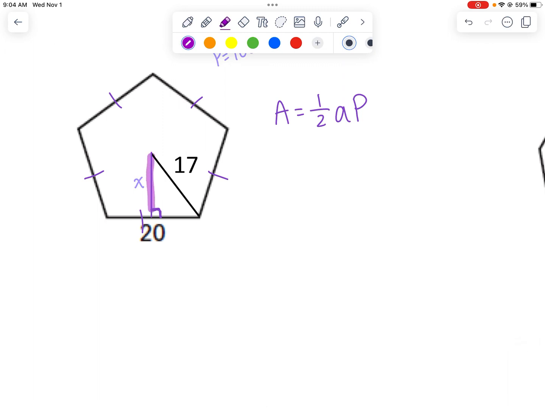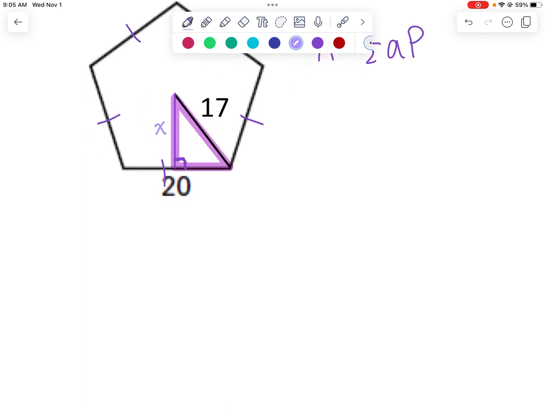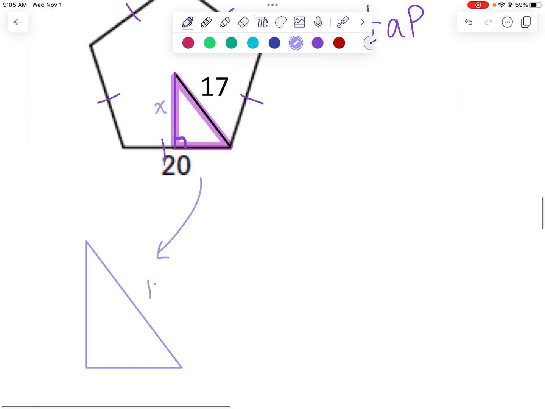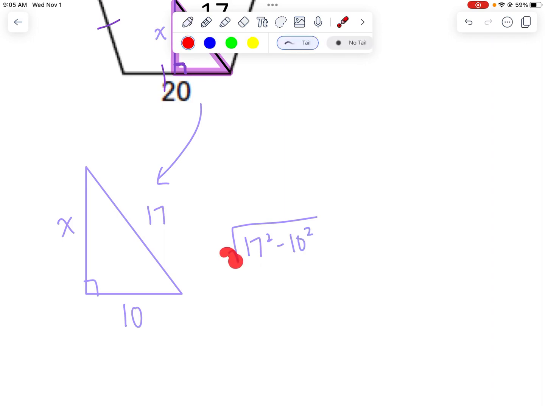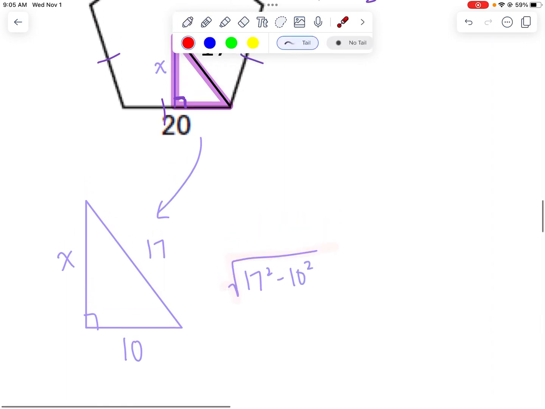But if you see it, I have a right triangle. And you can remember Pythagorean theorem will always tell you that. So if I resketch this out, I know the hypotenuse is 17. I know the base of that right triangle would just be this half, which isn't 20. That half would be 10. There's your x. Remember, whenever you're looking for a leg, you're going to subtract, so it'd be 17 squared minus 10 squared. And I put that big square root on top because that would be your last step.